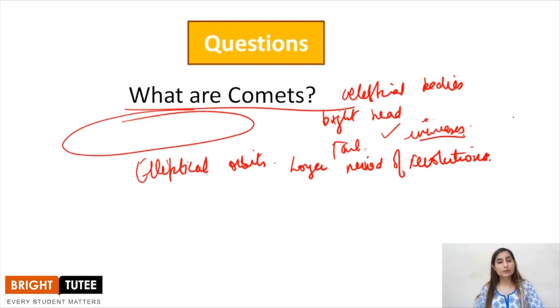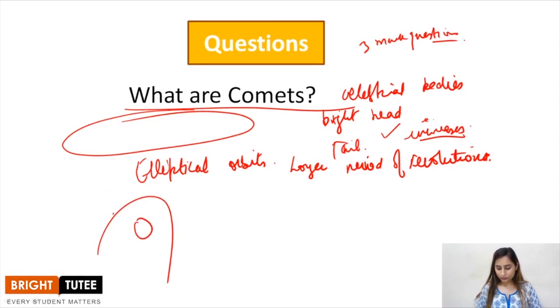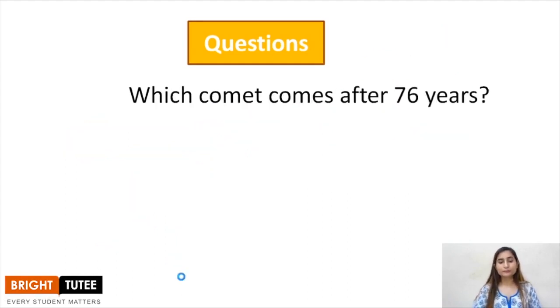Right, this is what you will have to answer in your question. If this question comes in exam, you have to give a proper detail. This can easily be a 3-mark question, and you might be asked about the diagram as well. Right, so you will be drawing a sun, an elliptical orbit with a bright head with a longer tail as it reaches closer to the sun. Right, as it goes far, the tail will be smaller. Right, this is what the diagram that will be drawn.